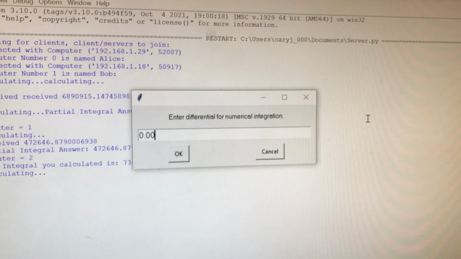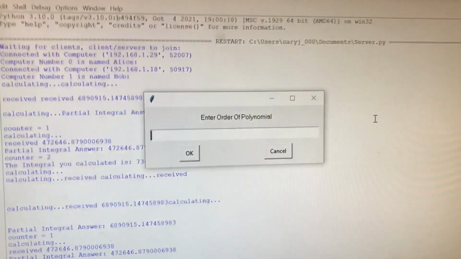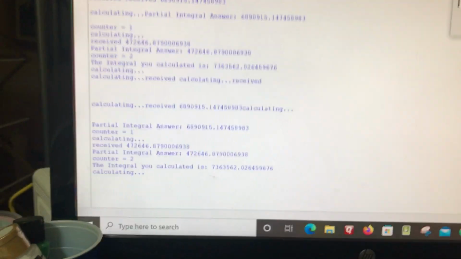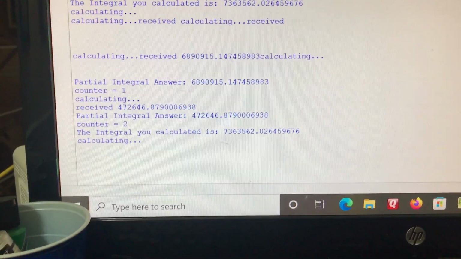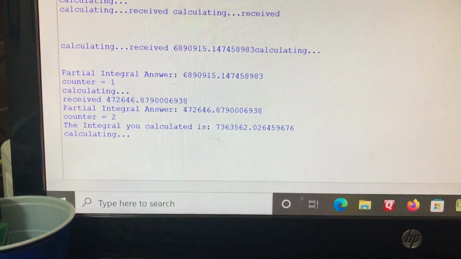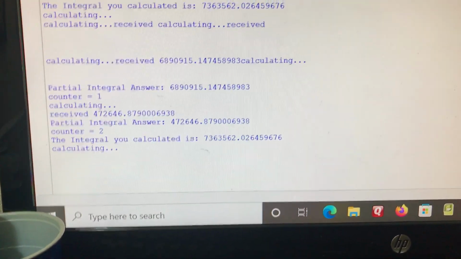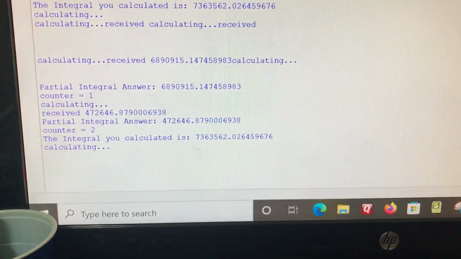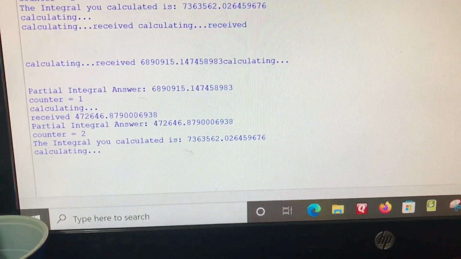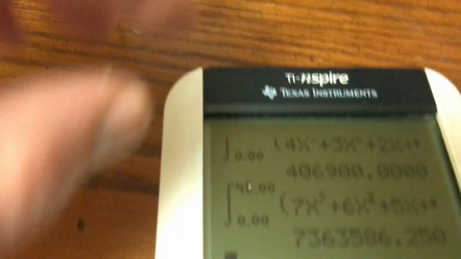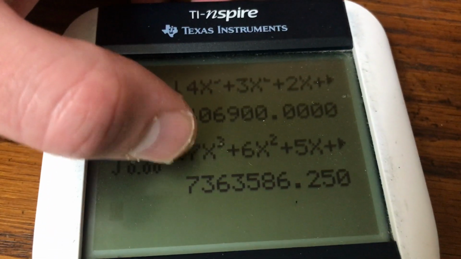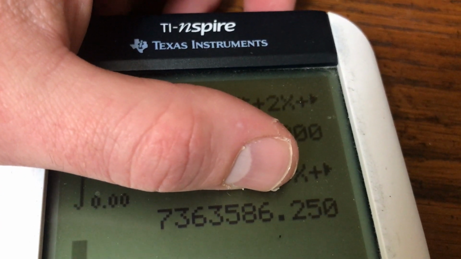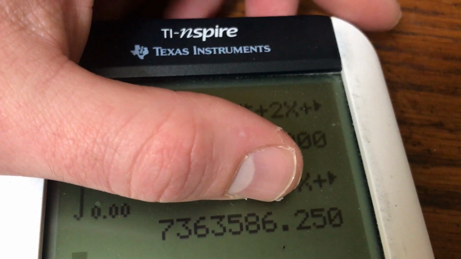And the differential 1/10,000. Okay, so now it's completed the problem and it's ready for another one, but let's examine the one it did. So the answer it got, the integral you calculated, gives us the value of 7,363,562. So 7.3 million. And this one is the same integral computed on my calculator, 7,363,586.